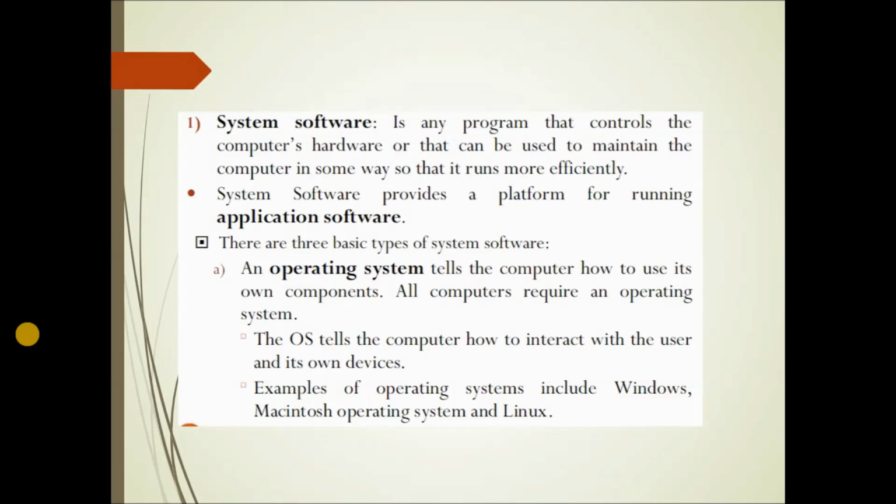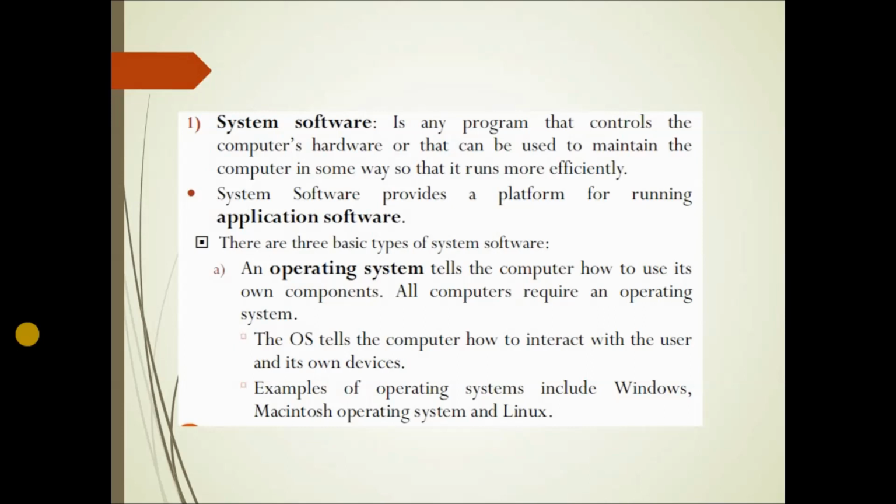Okay. That means suppose a system, how does the system understand your language? To make the system understand your language, you have to use the operating system. Operating system can interconnect us to the system. That is why the operating system is there. It controls the hardware. That is why it is known as the system software. So that is the operating system.